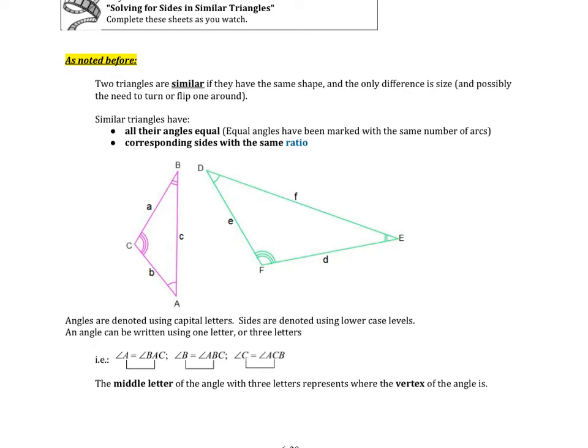So all of the angles have to be equal, so the corresponding angles have to be equal, and then the corresponding sides have to have the same ratio.